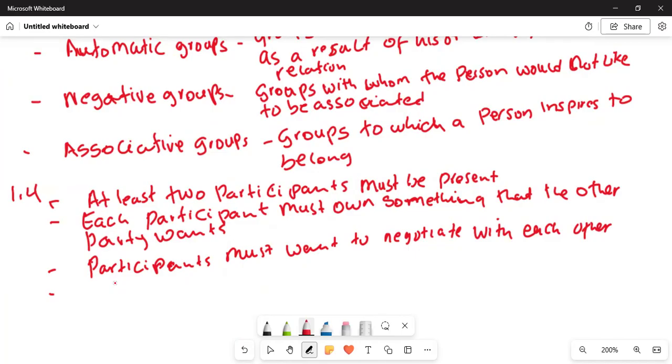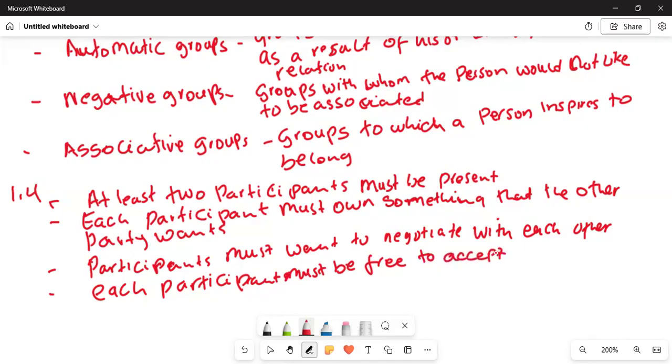Each participant must be free to accept or refuse the offer. So he has the right to refuse the offer. If he's not satisfied with the offer, he can refuse it. That is when you can say this is a successful trade, not when the seller forces him or her to buy a product. No, he or she has a right to refuse or to accept the offer.